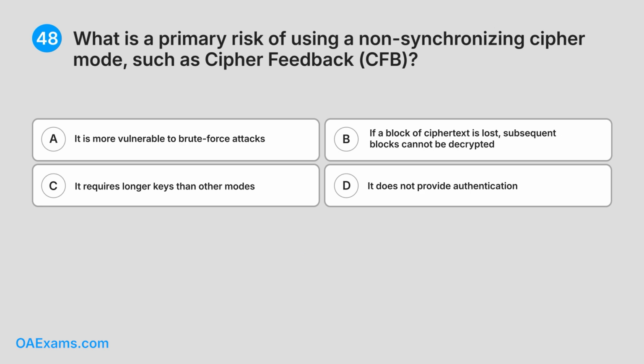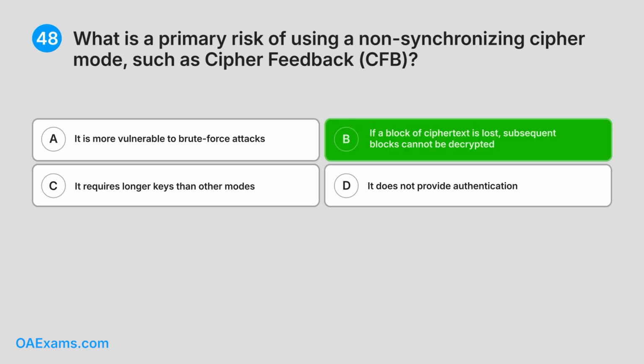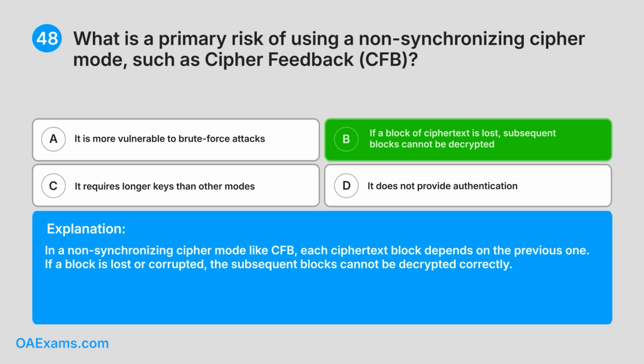Correct answer. B. If a block of ciphertext is lost, subsequent blocks cannot be decrypted. Explanation. In a non-synchronizing cipher mode like CFB, each ciphertext block depends on the previous one. If a block is lost or corrupted, the subsequent blocks cannot be decrypted correctly.